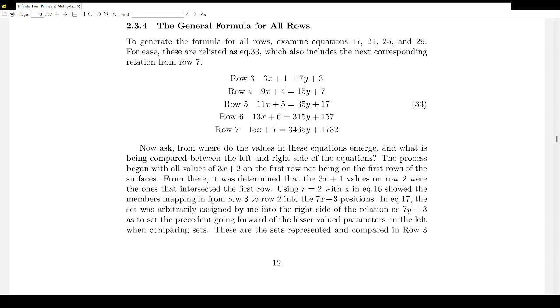In equation 17, the set was arbitrarily assigned. Oh, okay, yeah, I remember now. This was something I wanted to mention too. So in equation 17, the set was arbitrarily assigned by me into the right side of the relation as 7y plus 3, to set the precedent going forward of the lesser valued parameters on the left when comparing sets. Now, what do I mean by that? I guess I should go back and talk about that real quick.